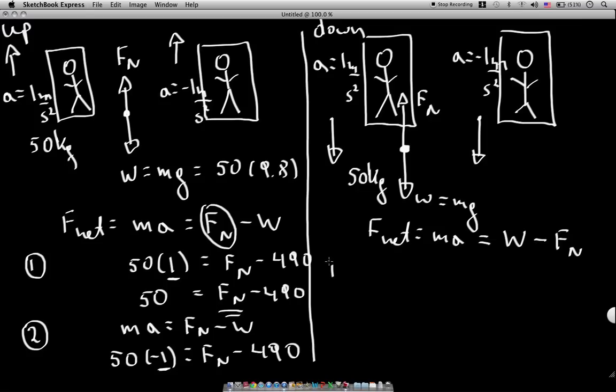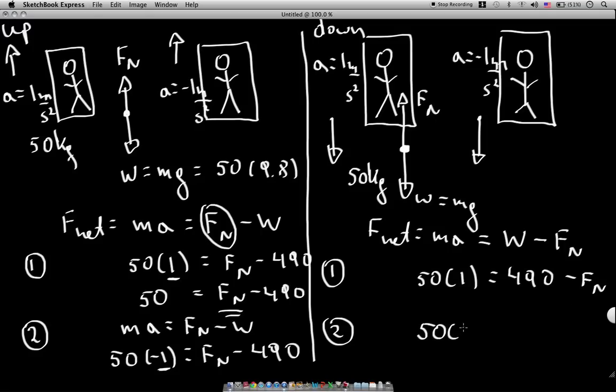And now the two cases are identical again. So you would write 50, that's the mass, if you are speeding up, 490 for our weight, it doesn't change. And that's it, and now you solve for Fn. On the other case, here you're going to write 50 times negative 1 equal to 490 minus Fn, since you are slowing down here, this has to be negative. And that's the only difference.